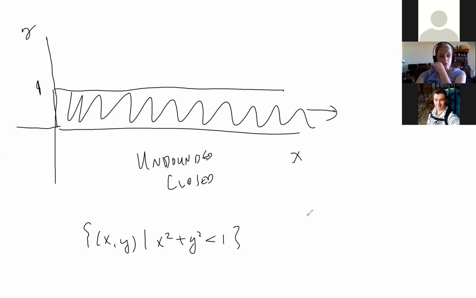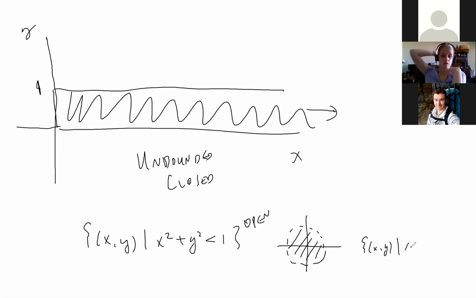Strictly less than 1. So what that is, it's a circle, not including the circle, but including every point in the circle. That's called an open set because the boundary points, where x plus y equals 1, are not in it. If I instead said, let's take the set xy where x plus y is less than or equal to 1, that would be the full circle, including the boundary, and that would be called closed.